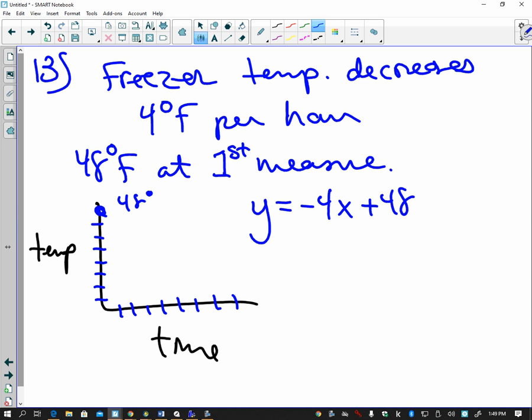Because it's going down 4 over 1. It's going down 4 degrees for every hour. Granted, this isn't to scale or anything like that, but you might see it go like that depending upon how your scale was. Okay, so all you're going to do is have the correct equation, and you're going to have a similar looking graph.